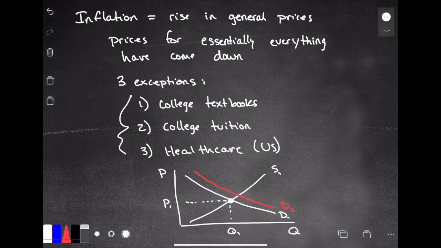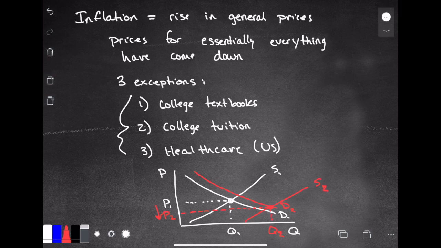But we've also seen increases in the supply, and the increase in supply is much larger than the increase in demand, and so as a result, the real inflation-adjusted price of basically everything, again, except for those 3 exceptions, has come down. This is a fantastic thing.